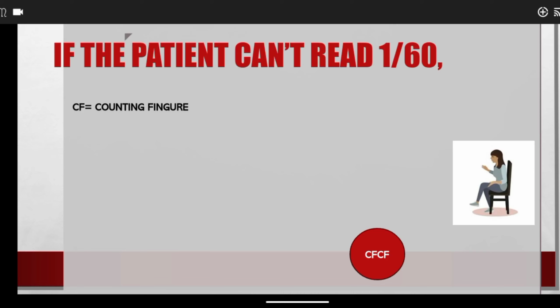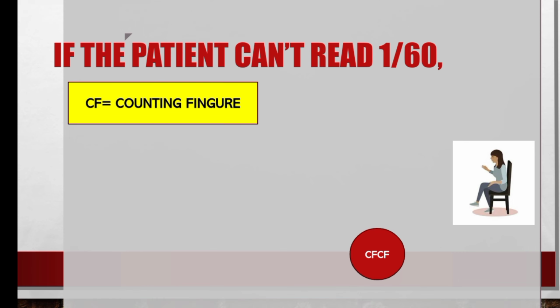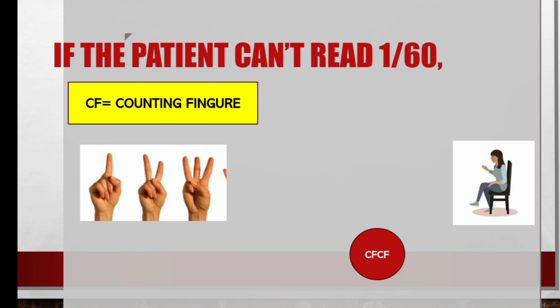Now, if the patient cannot read the 160, then as per the procedure, the first step is counting fingers, clinically denoted as CF. Counting fingers means that the examiner or optometrist stands in front of the patient with one or two fingers up and asks the patient how many fingers there are. This should be started at a 3 meter distance.